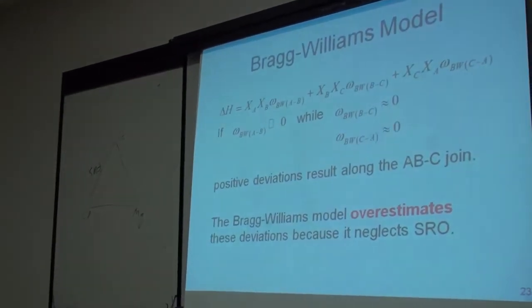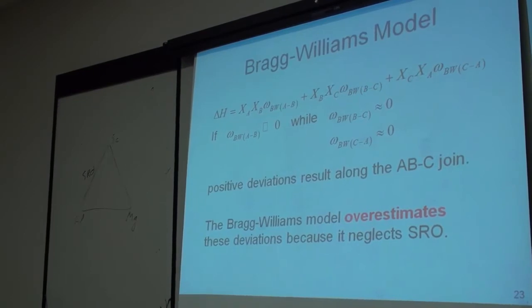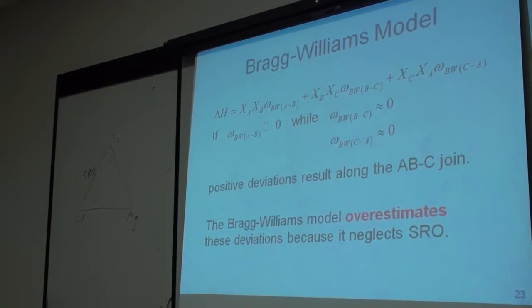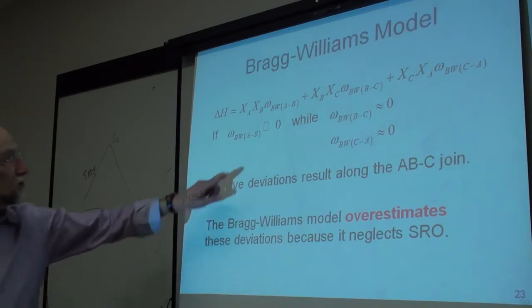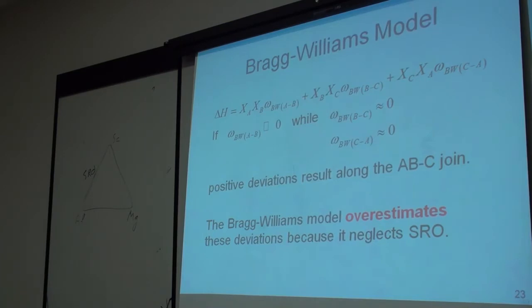The Bragg-Williams model will also give you this. Let's take the Bragg-Williams model. Delta H is XA XB times omega Bragg-Williams in the AB, and so on. So this is your regular solution with the Bragg-Williams model, random mixing. It didn't come out in the slide, but this should be very negative. So omega AB is very negative, while the other ones are roughly 0.